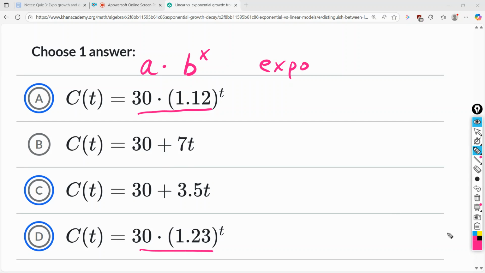And the ones like answer B and answer C, they are in the form of y equals mx plus b, or like I said, it's actually reversed, b plus mx, okay, and that is linear. So what you want to do is first determine if it's exponential or linear. Eliminate 2 out of 4 answers and then work from there. Okay, so let's do that first.